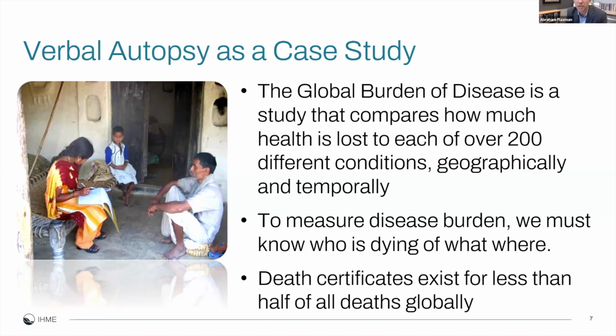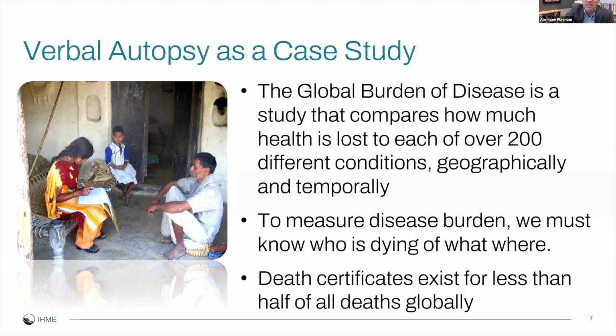So you could say, for example, how bad is malaria in Zambia, and is it getting better or worse over time? And how does that compare to road traffic injuries? And is the situation in Zambia different than it is in Ghana? And to measure disease burden, we must know who is dying of what and where. And death certificates exist for less than half of all deaths globally. This would be a great source of information if we were trying to figure it out in the United States. But what about in Zambia, in Ghana, in many parts of the world?